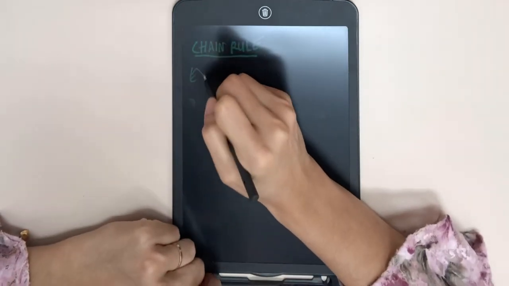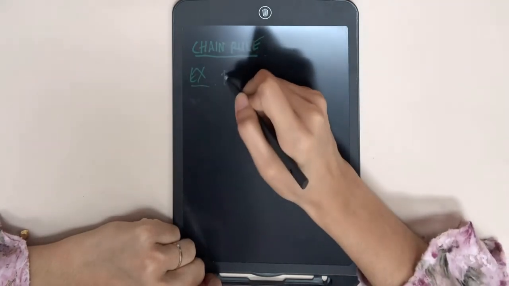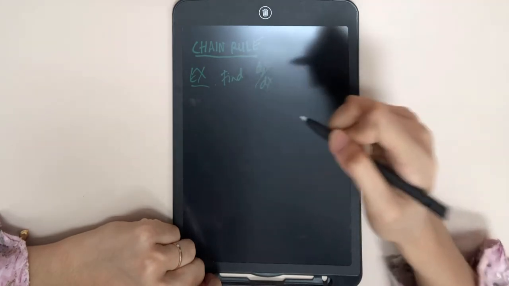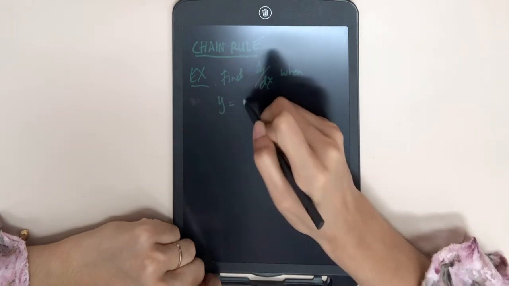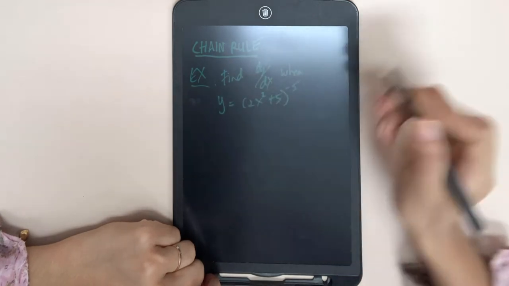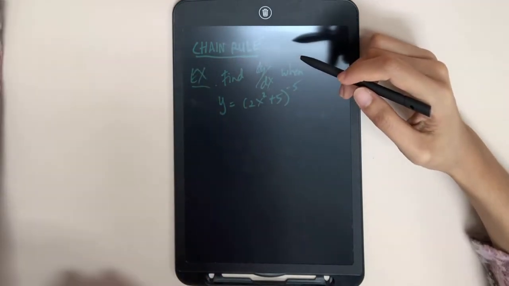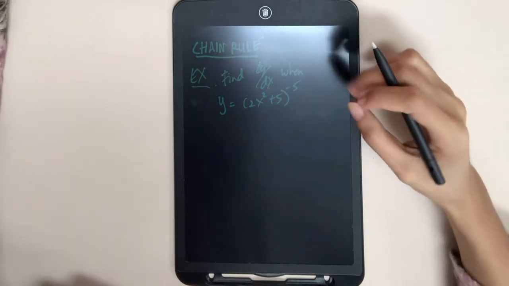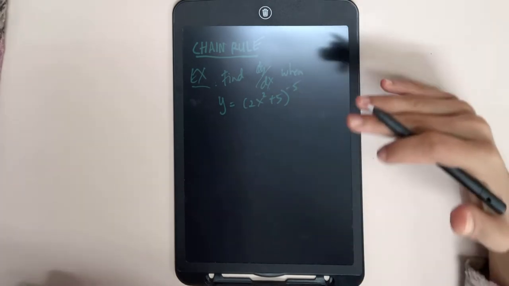Okay, example. Let's say you have a function. Of course, the question will ask you to find the differentiation dy/dx when y is equal to (2x squared plus 5) to the power of negative 5. Okay, oh yeah, actually the chain rule has a statement of the rule, but that one you can refer to the slide. I just go to the example.